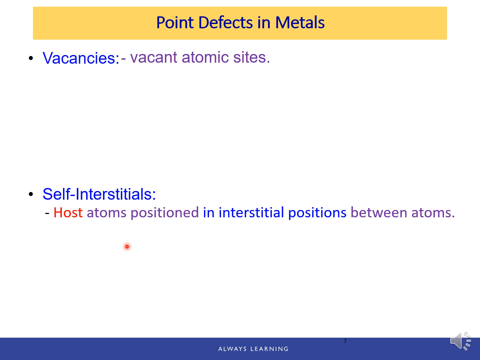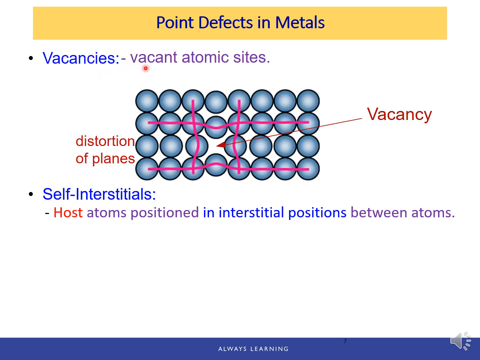For example, if it's atom A, then we only have atom A, and atom A goes into an interstitial site, so that's why it's called self-interstitials. Vacancies, or vacant atomic sites, are the simplest form of point defects. Where an atom is missing from a regular lattice site, a vacancy is created. This vacancy will cause distortion of planes. We can see from this drawing the distortion of the regular lattice plane.